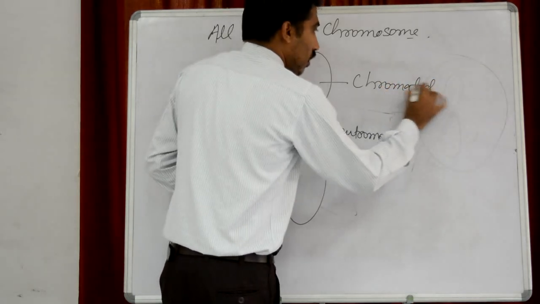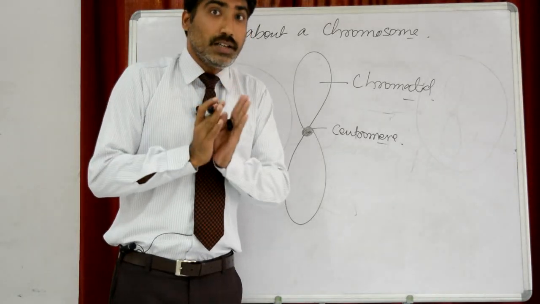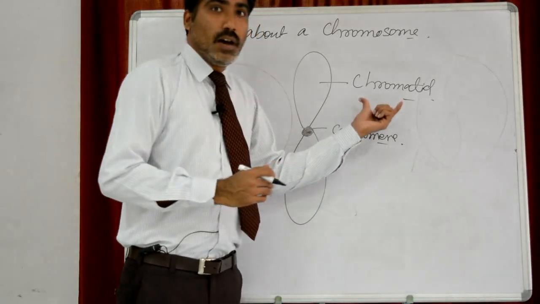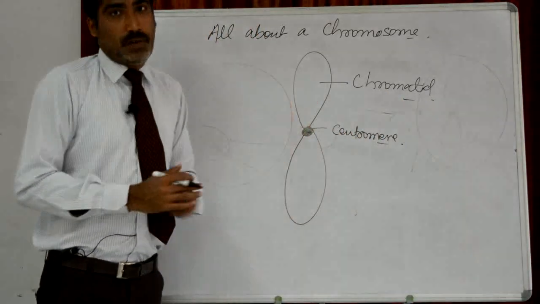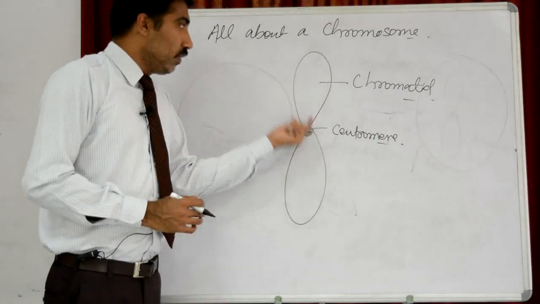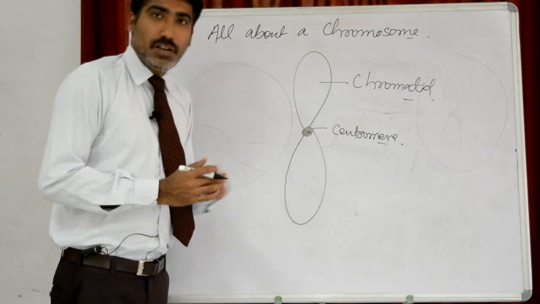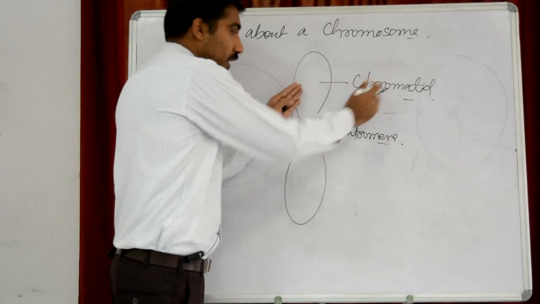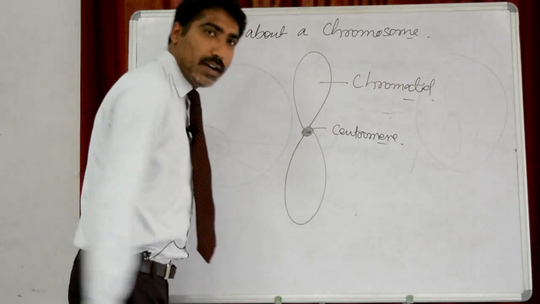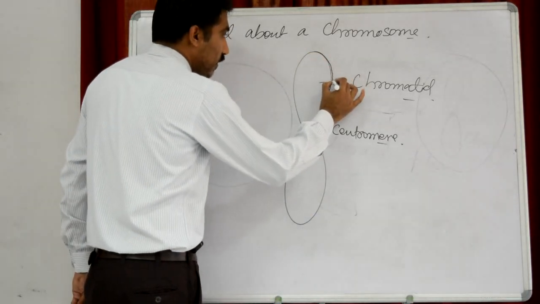chromatid. Do not confuse between the chromatid and chromatin. Chromatin is an uncondensed material, and after the condensation of chromatin, chromatids are formed which are known as the arms of a chromosome. Here is a single chromatid. In between the upper arm and the lower arm, a center is present which is known as centromere. So this is the upper arm of the chromatid, this is the lower arm of the chromatid, and here it is centromere.